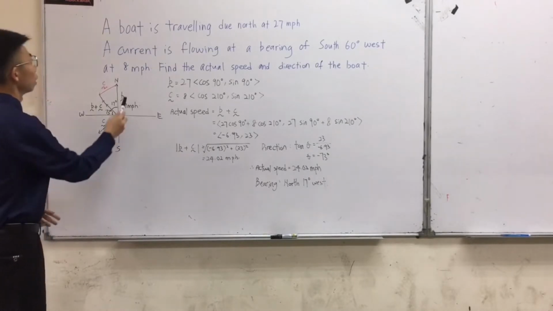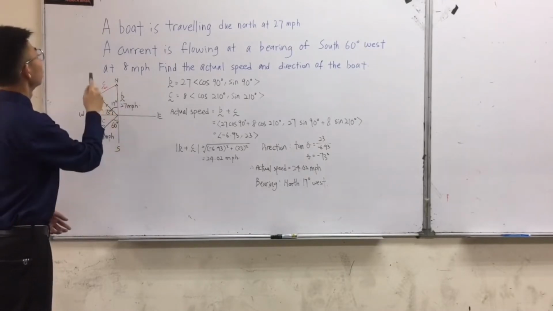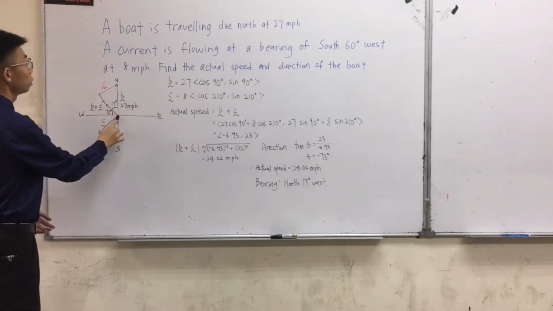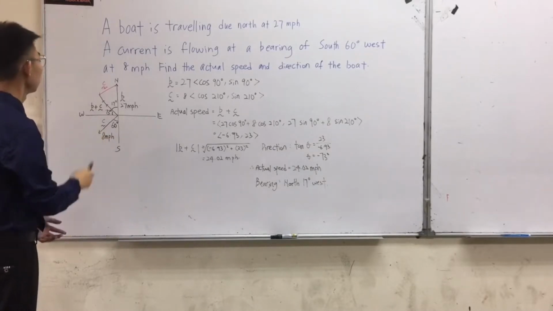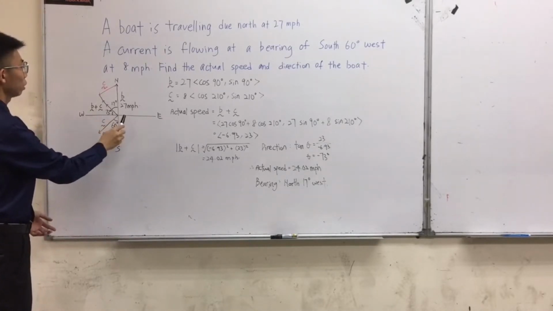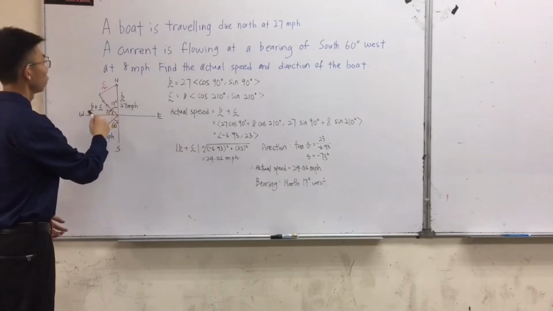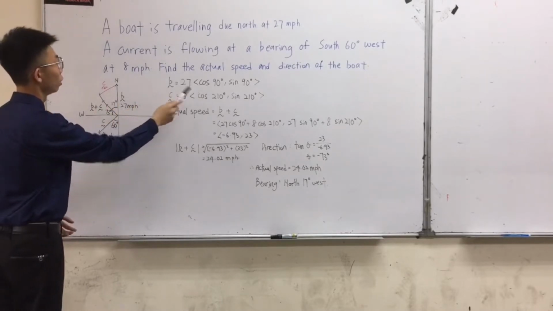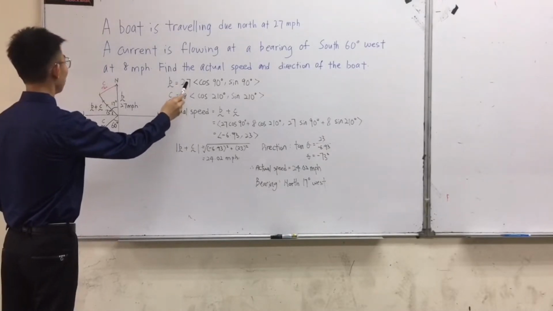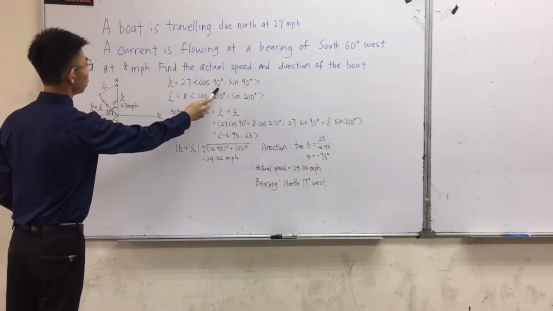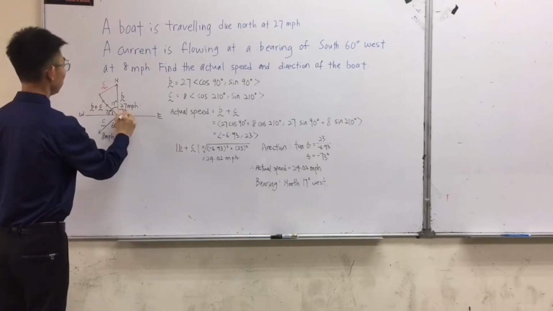So we give the boat the symbol B, and it's 27 mph. And a current is flowing at 60 degrees, so what is our 60 degrees? Since we don't know the x coordinate or y coordinate for both vectors, we should write both vectors in terms of their magnitude and direction. So we get 27 as magnitude, and cosine 90 degrees and sine 90 degrees, because here is our 90 degrees.